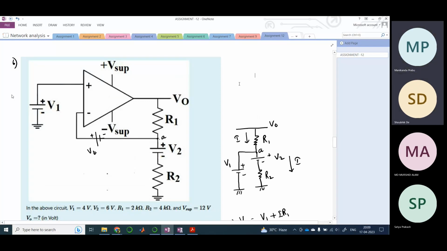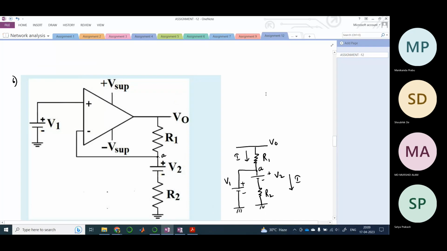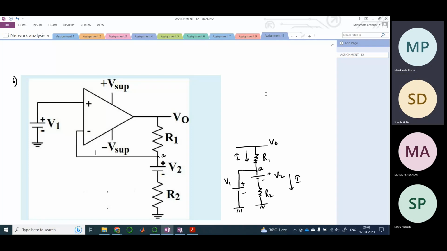Sir, I have one doubt. In the non-inverting terminal, we connected V1, sir. In the inverting terminal, if we connect a resistor alone and ground that resistor, the resistor needs to draw current from it now, sir. In that case, what will happen?